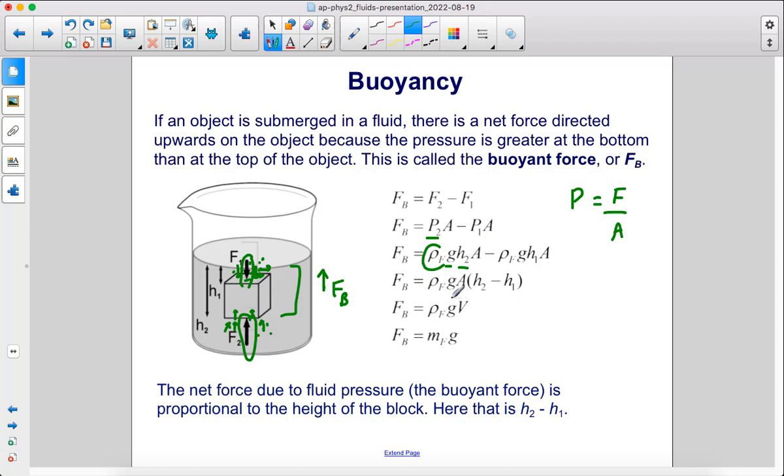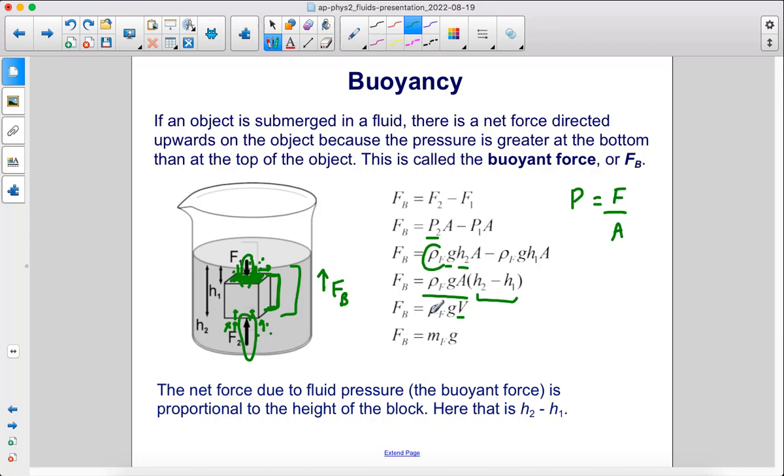We can factor out rho g A, and we have that height difference, which is basically just the height of the object itself, right? Because you're going to have one pressure at this height, a different pressure at the bottom. That height difference is here. Now, A times that height difference, well, A is the area of this side of the cube, right? And the height difference is here. If we multiply those together, that is volume. That is the volume of the object.